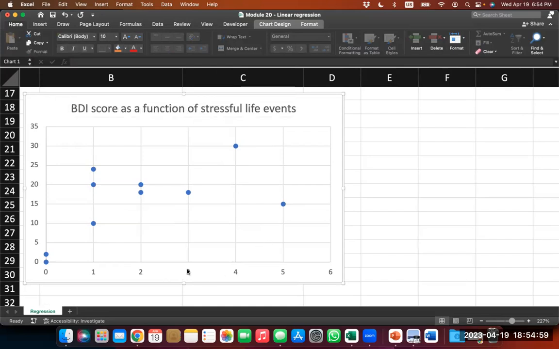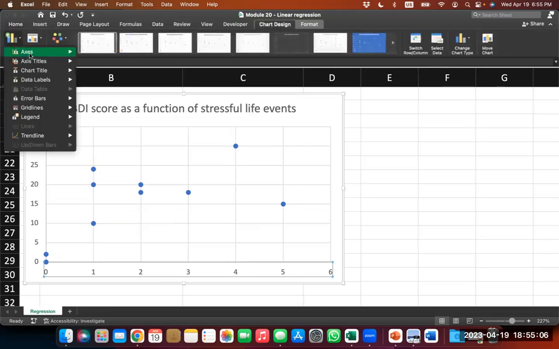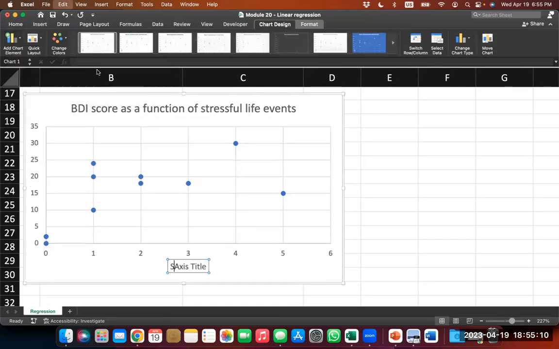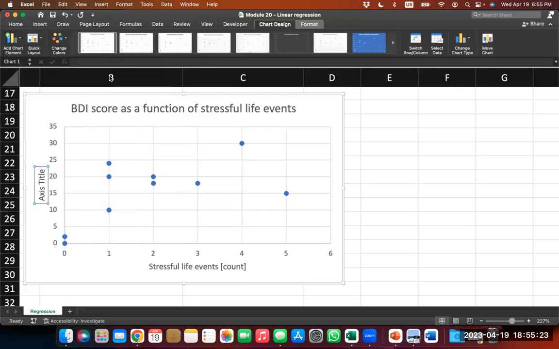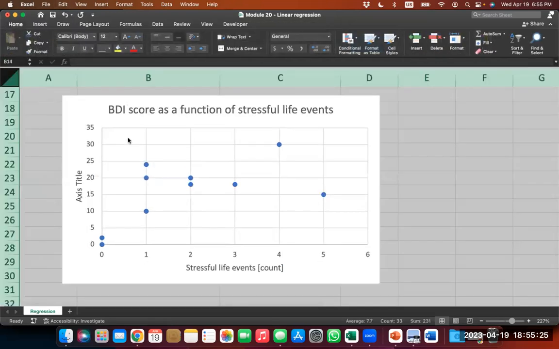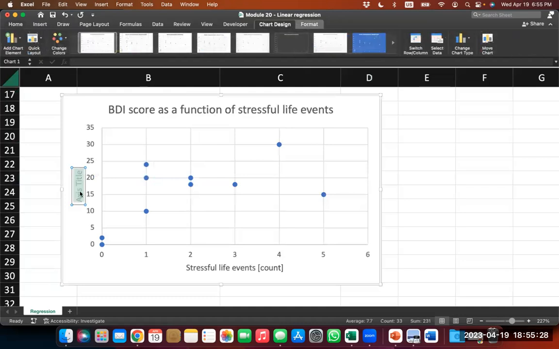We can now basically label the X and Y axis. We go to chart design, chart element. The horizontal axis is stressful life events, as a count. On the y-axis, we have a chart element vertically. This is the BDI score.